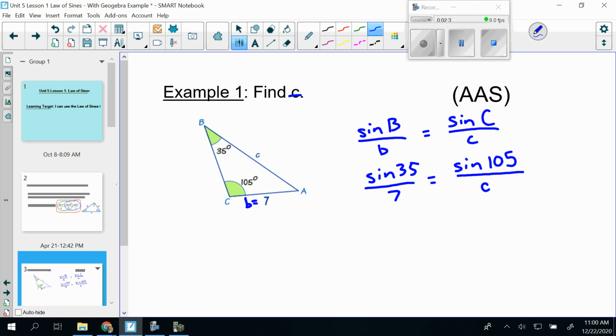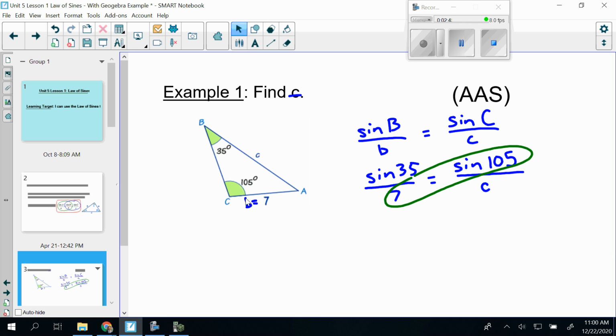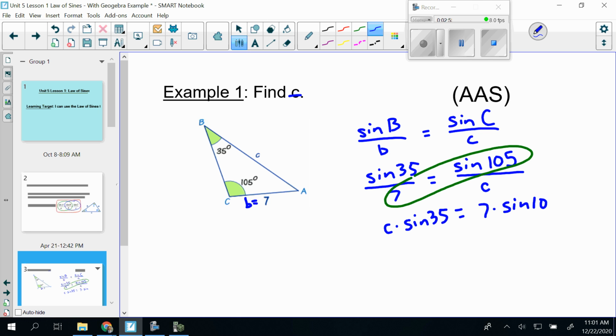To solve this, let's cross multiply. We're going to multiply these 2 and then multiply the other 2 as well. So we're going to end up with c times sine 35 equals 7 times sine 105. Now, I could do that at the calculator right now, but I'm going to wait because we're going to have to do one more thing. The final thing would be to divide now by sine 35.